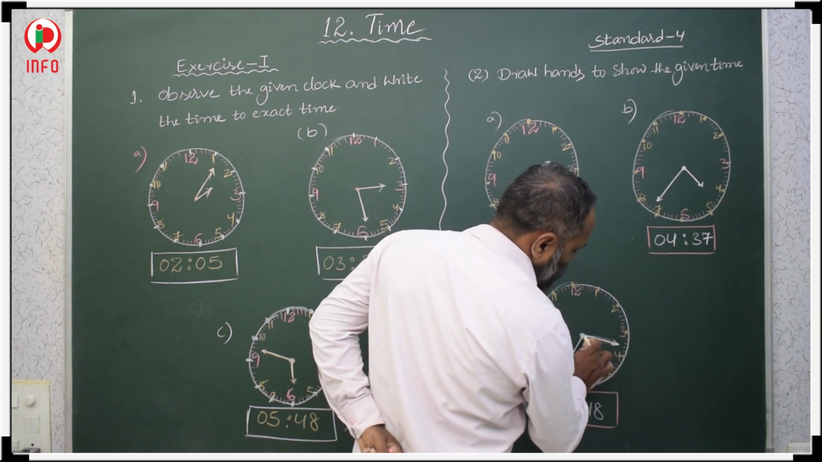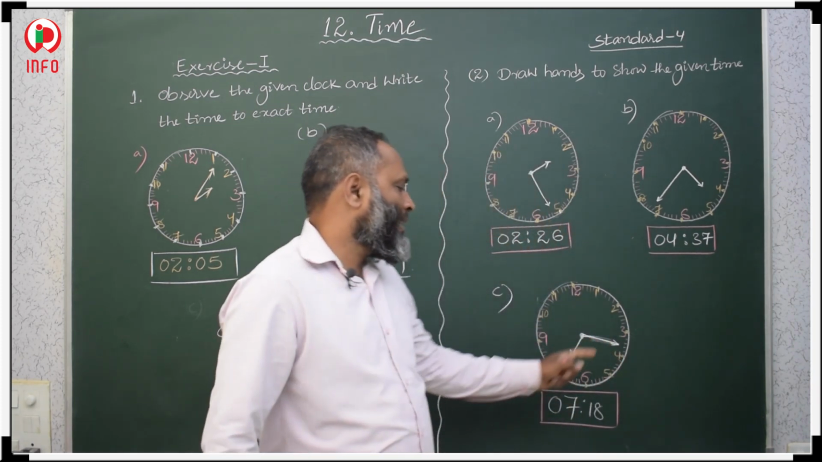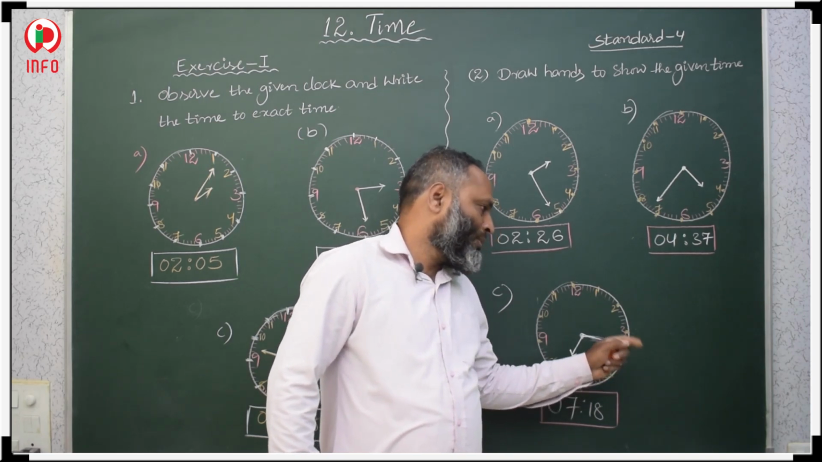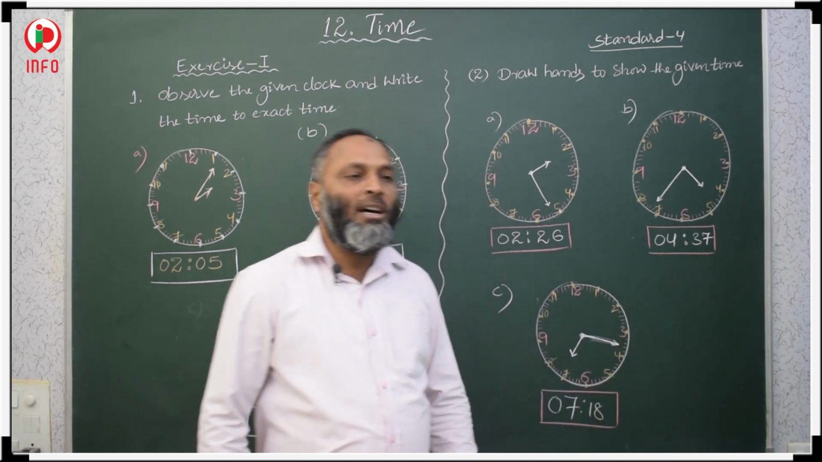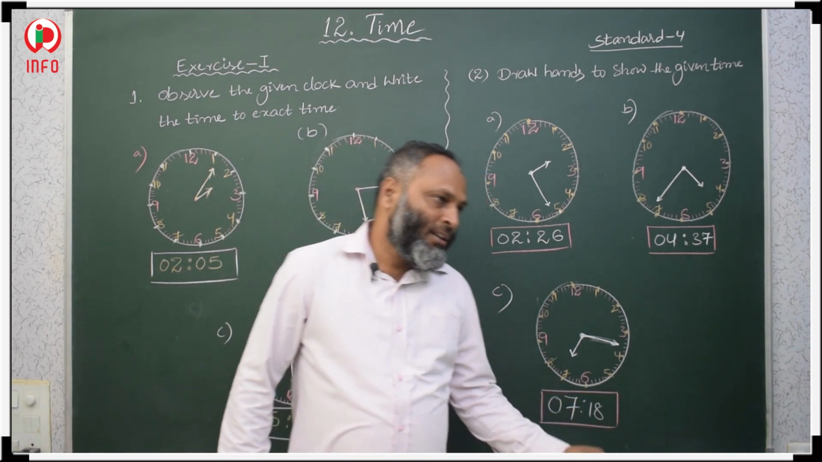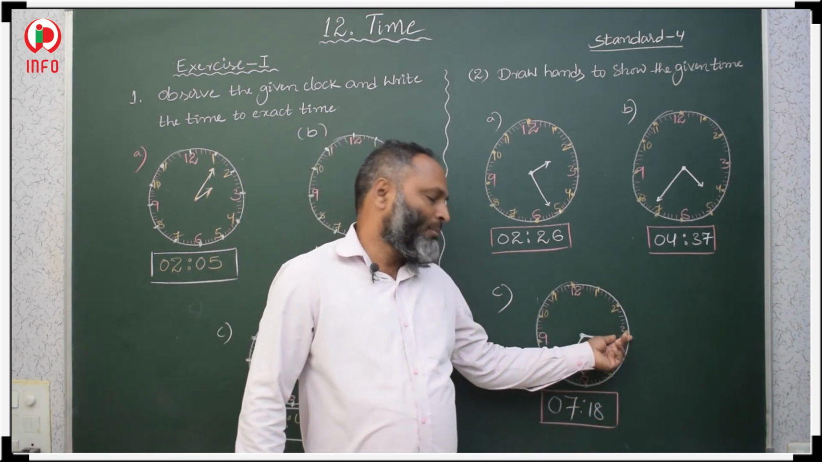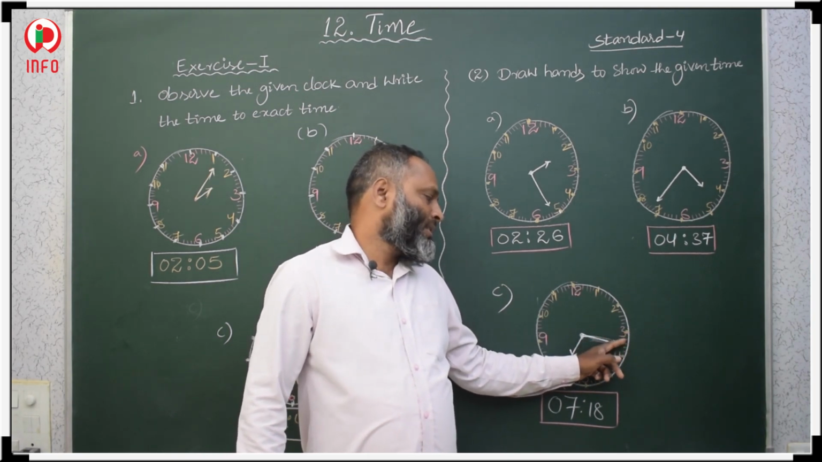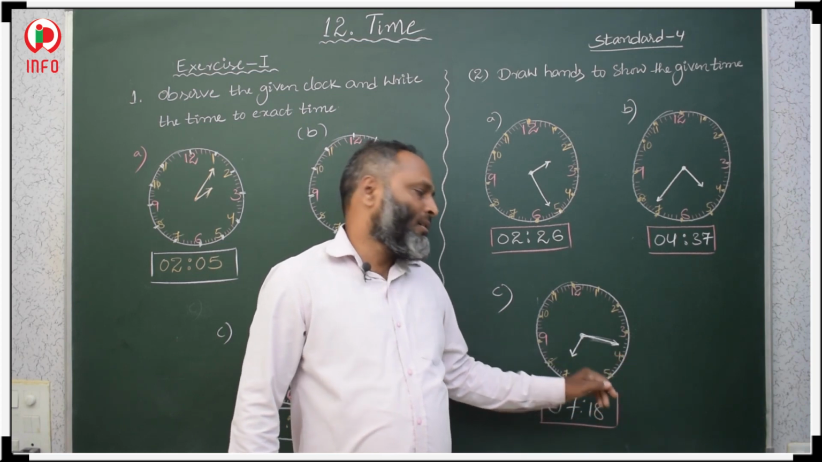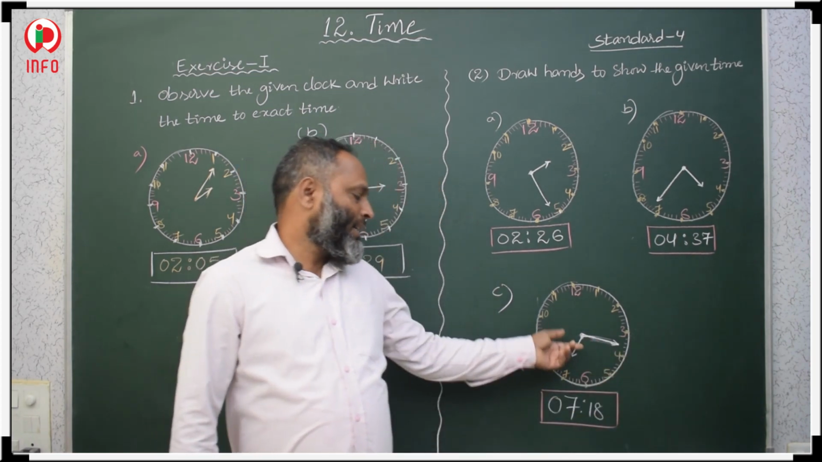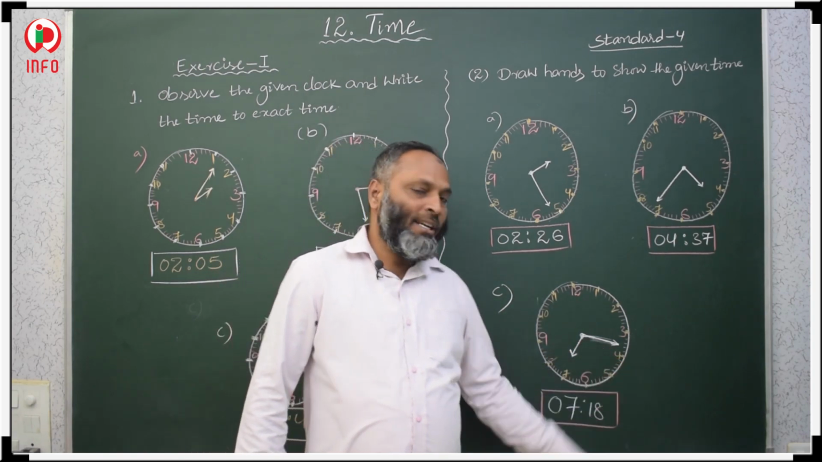This is 7 hours 18 minutes. 18 here, till 3 is 15 minutes. 16, 17, 18. We should count 3 more minutes and draw our minute hand there. First, for 18, we go to 3, which means 3 fives are 15. Here till here we have 15 minutes. Then 16, 17, 18, three more minutes, and we take the minute hand there. The hour hand is at 7 and the minute hand is at 18. Okay.